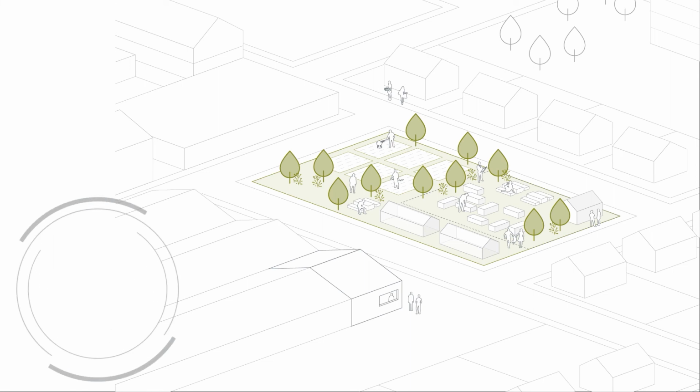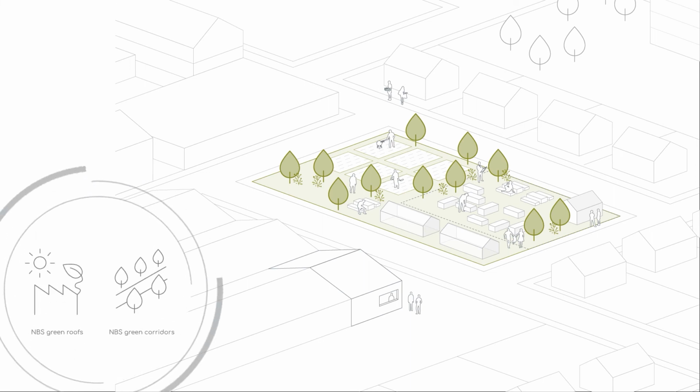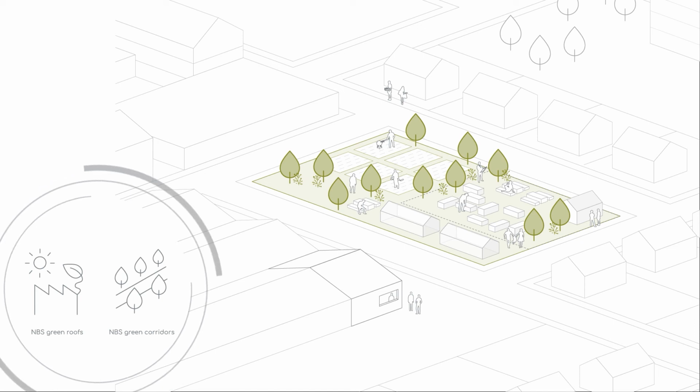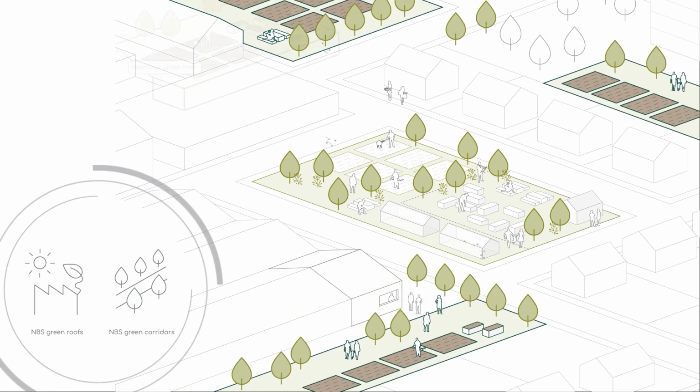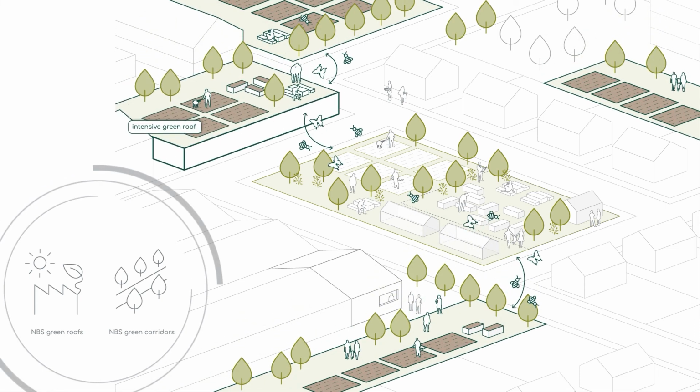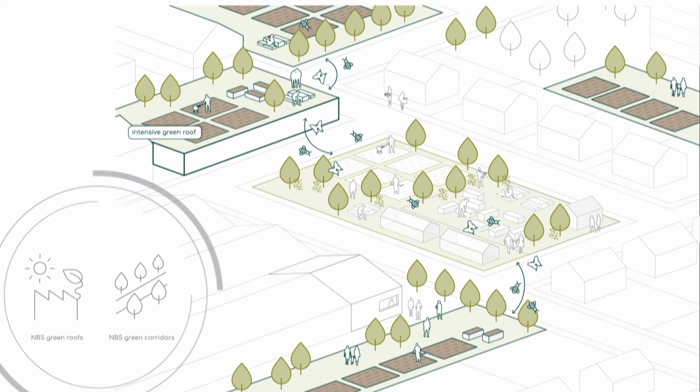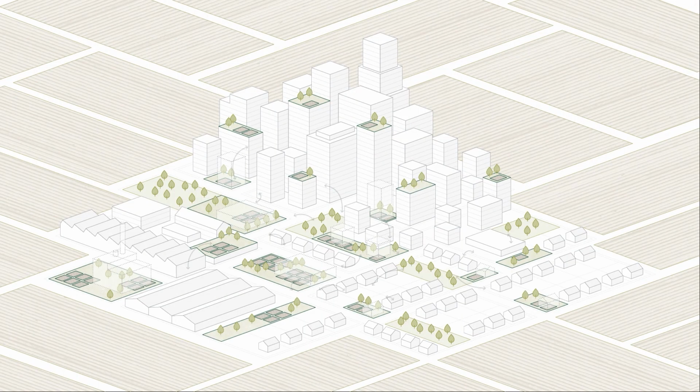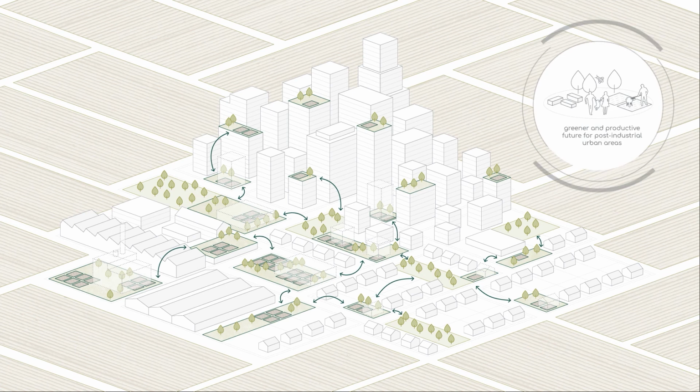Urban gardening is not limited to brownfields. It can take place in many parts of the green infrastructure network, such as green corridors and green roofs. Motivating local communities for urban gardening supports the transformation of post-industrial cities into productive urban landscapes.